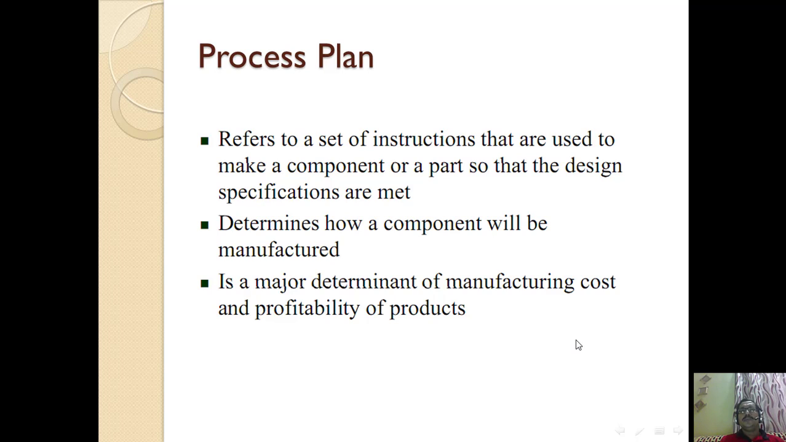Why? Because if your standard process plan time is more, then the cycle time will be more, then productivity will be reduced, because productivity is inversely proportional to cycle time. So if you can reduce the cycle time, then only your productivity improves.